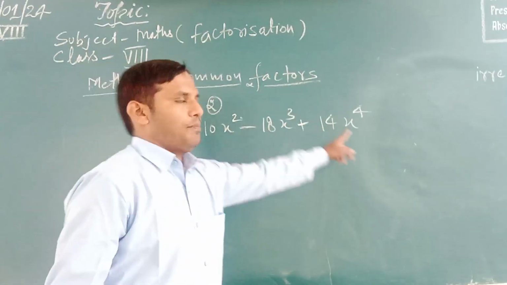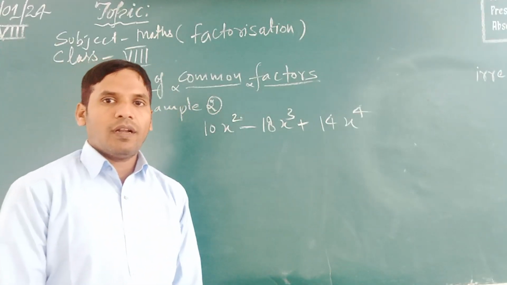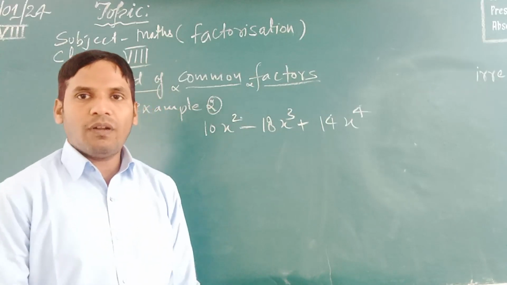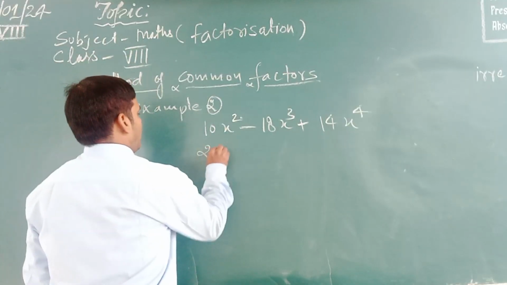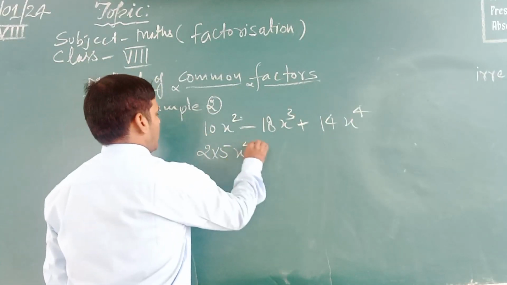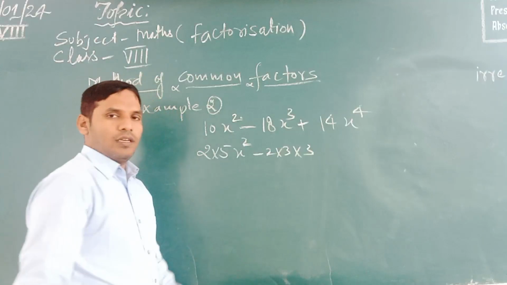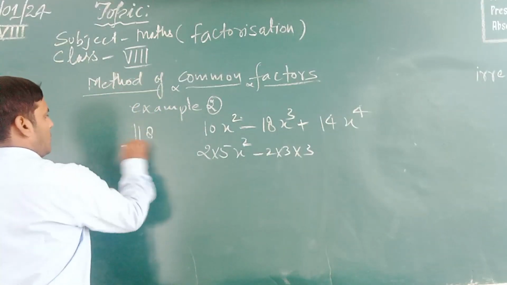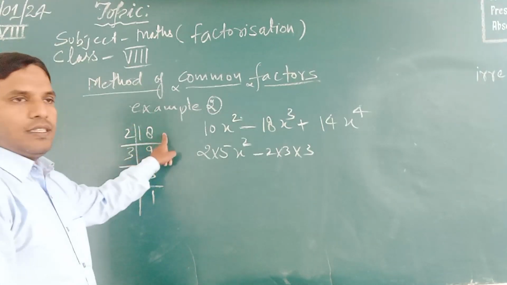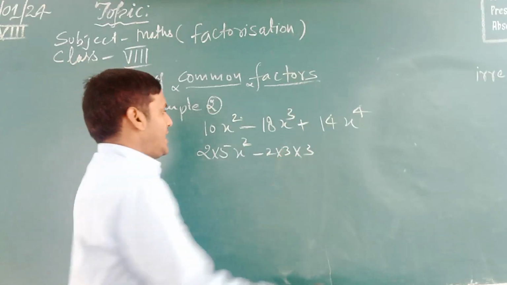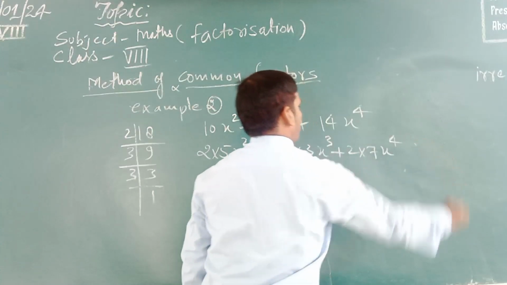If all the variables are the same, right? If all the variables are the same, see what is the smallest power of a given variable. The smallest power of the given variable will be the common. Okay. Suppose 2 into 5 into x squared minus 2 into 3 into 3. You can take LCM like this. 18. 2 nines are 18. 3 threes are 9, so 18 is 2 into 3 into 3, x to the power 3. Similarly, 2 into 7 x to the power 4.